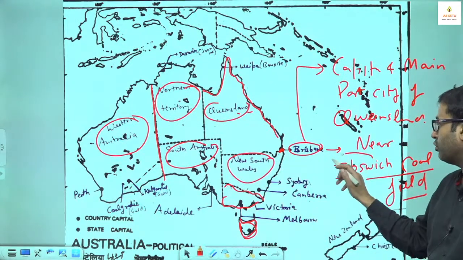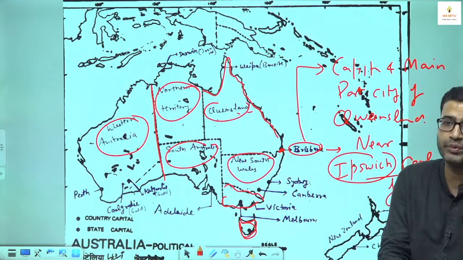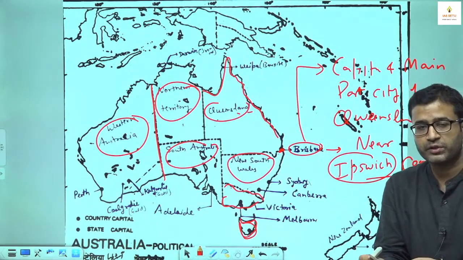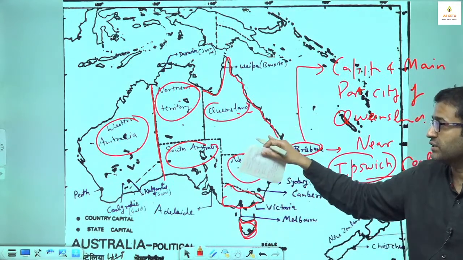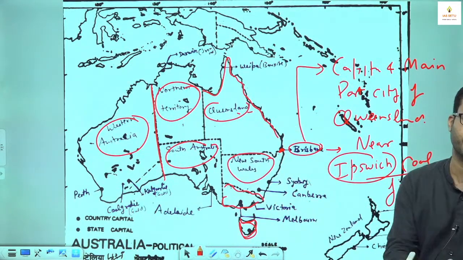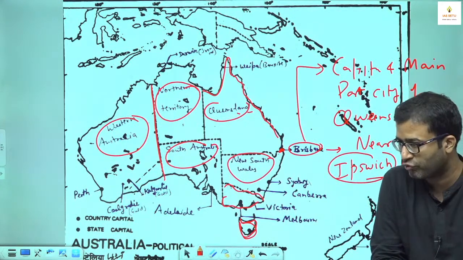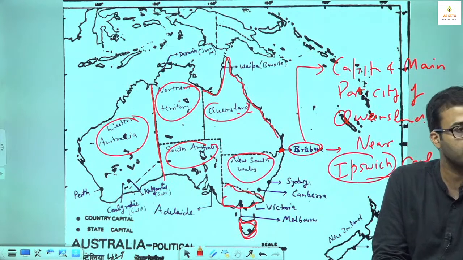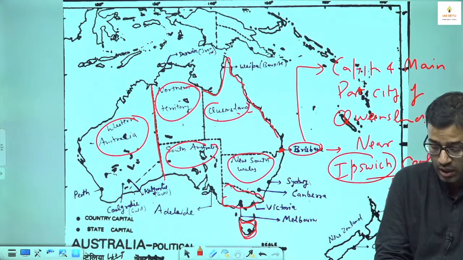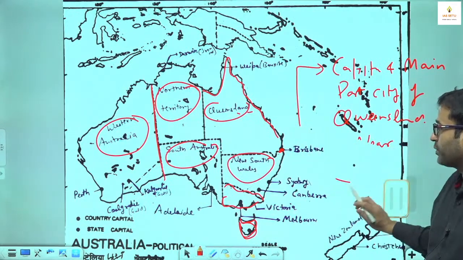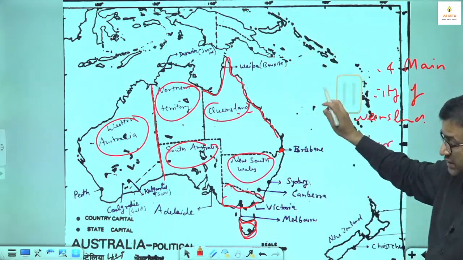The name of this coal field is Ipswich. If they ask where is Ipswich, Australia, that is in Queensland near Brisbane. So there are two pieces of information you have to remember about Brisbane. It is the capital of Queensland and it is situated near Ipswich, which is the coal field. Meaning it is famous for coal. Now after Brisbane, next we have Sydney.